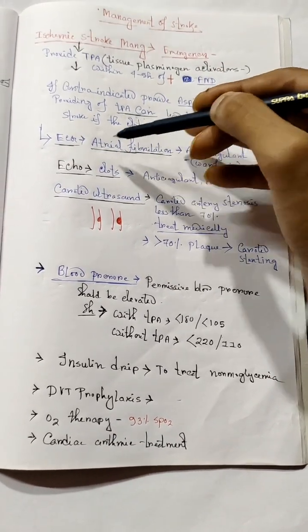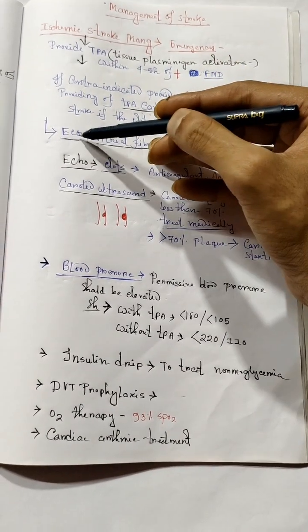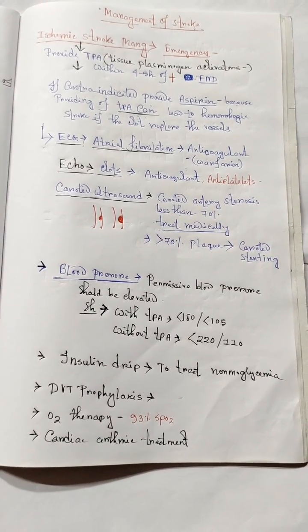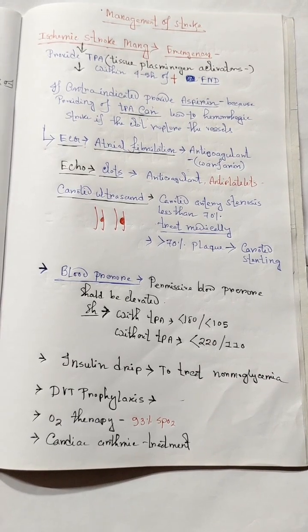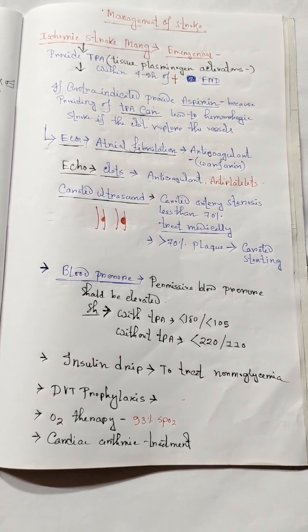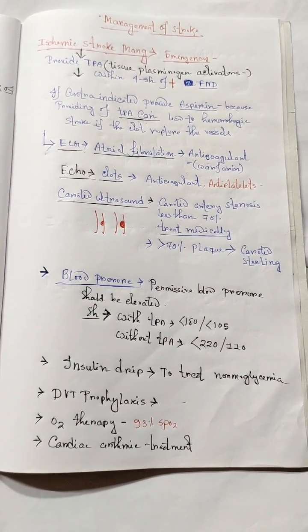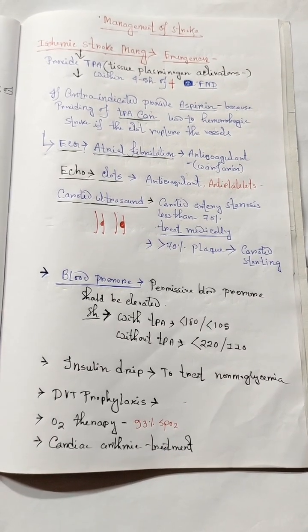So after TPA, after 24 hours, or immediately, we can take an ECG. Why will we take the ECG? To diagnose the atrial fibrillation that we have discussed, right? So if we find atrial fibrillation in the patient, what will we provide? We will provide an anticoagulant agent. The best choice will be warfarin, okay?